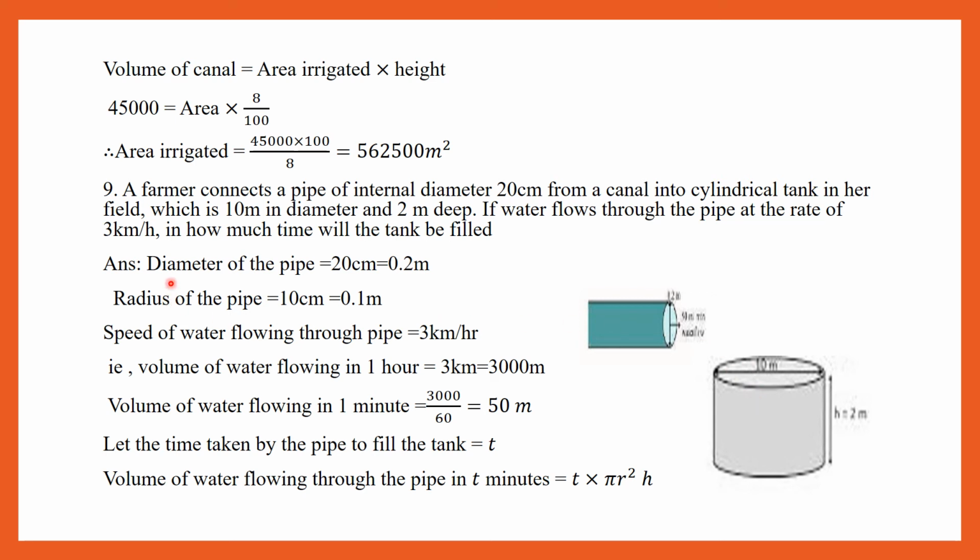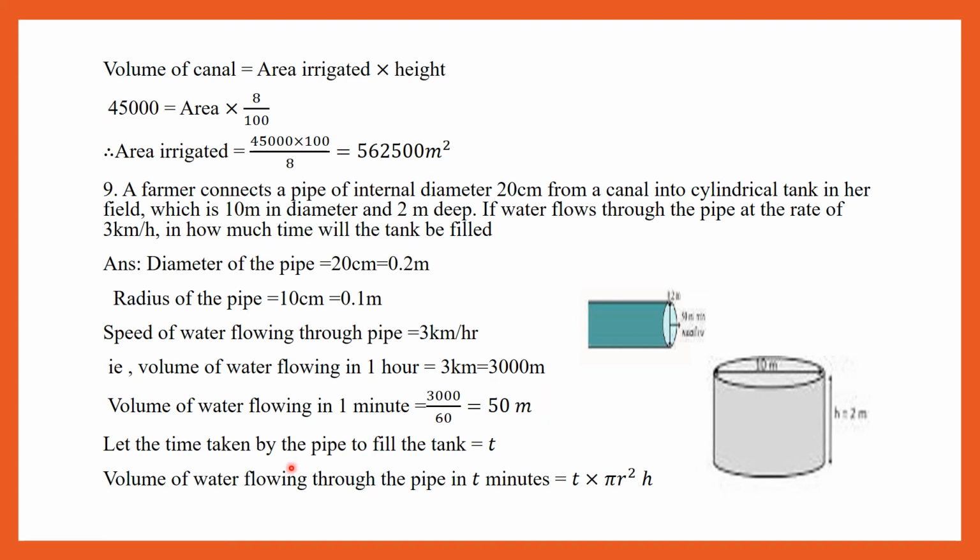and we can say diameter of the pipe is equal to 20 centimeter and therefore radius of the pipe is equal to 10 centimeter, which is 0.1 meter. To find the length of the pipe, it is given the speed of the water flowing through the pipe is 3 km per hour. That means in 1 hour 3 km of water is flowing through the pipe, or 3000 meter. So water flowing through the pipe in 1 minute is 3000 divided by 60, which is equal to 50 meter.